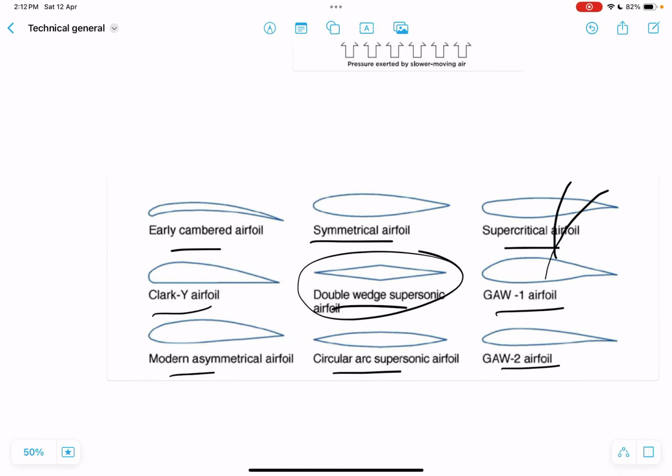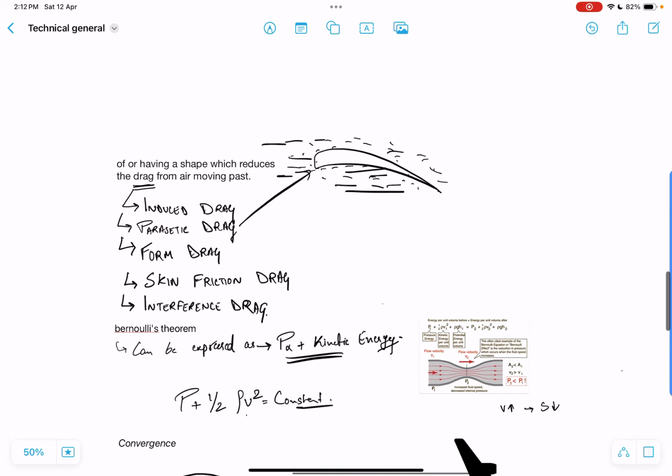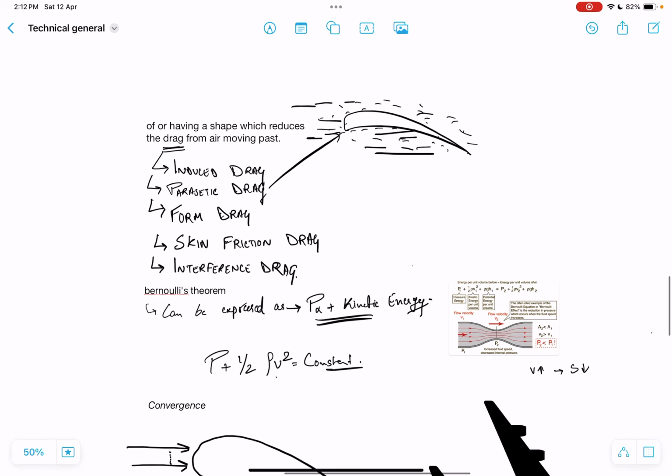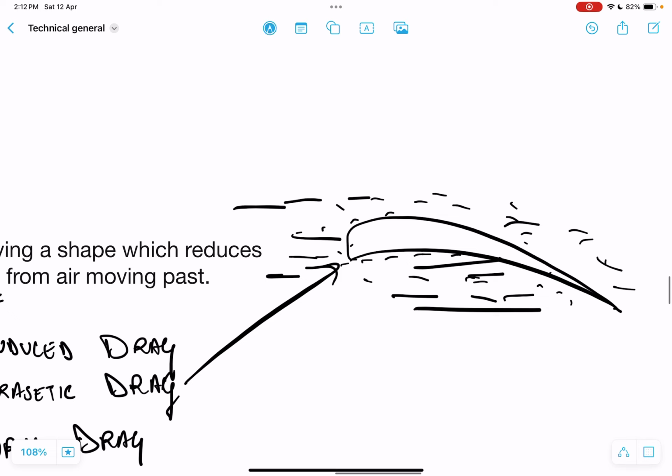Similarly, skin friction is nothing but the drag generated from the air molecules that come within contact of the outer skin of the airframe, which is going to be the air molecules that are close by to the airframe of the aircraft. This is what is going to create skin friction drag.